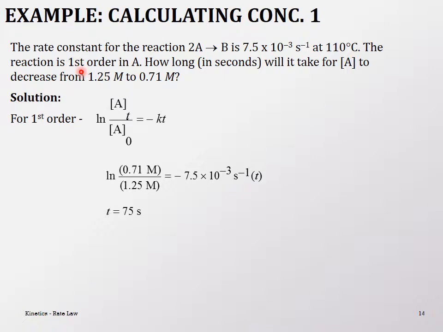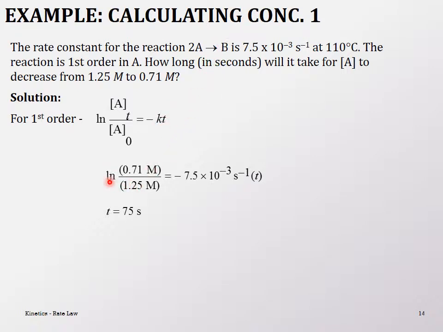So for example, in this one, the rate constant for a reaction is given to us, which is 7.5 times 10 to the negative 3 per second at 110. The reaction is first order with respect to A, which is great because that's the only reactant there. How long in seconds will it take for A to decrease from 1.25 to 0.71? So the formula that we need for the first order reaction is right over here. So what we need to calculate now is T, the time, which is in seconds.